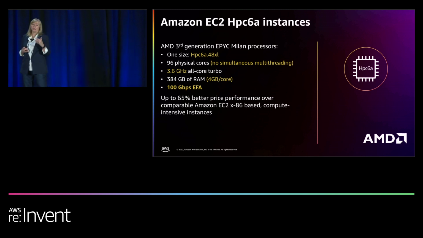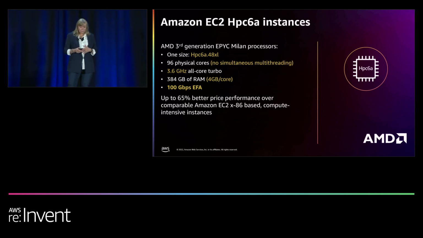This is focused on compute performance, lots of cores, 96 physical cores, and we're not doing any simultaneous multi-threading. What we're doing again is we're using the physical cores, giving them to the end user so that they can maximize the resources on this instance, and extract the maximum performance for their workloads.